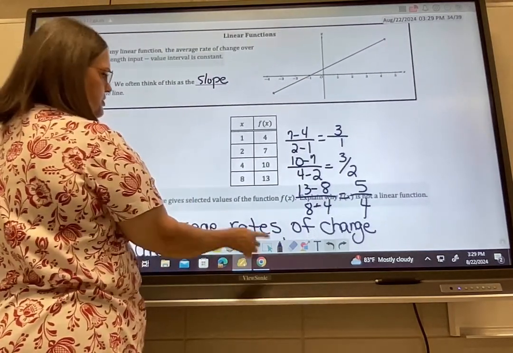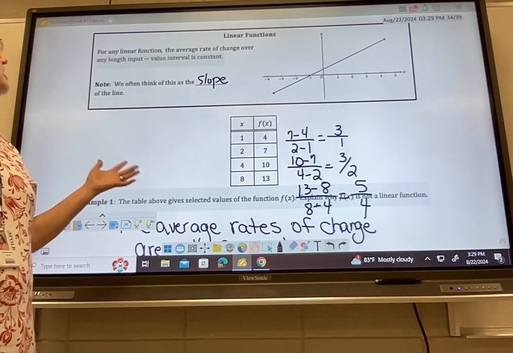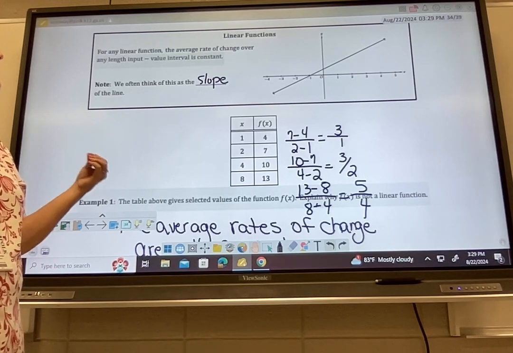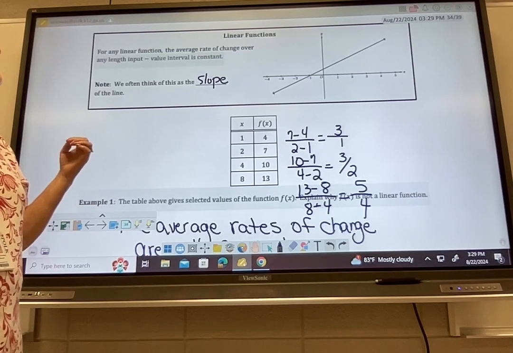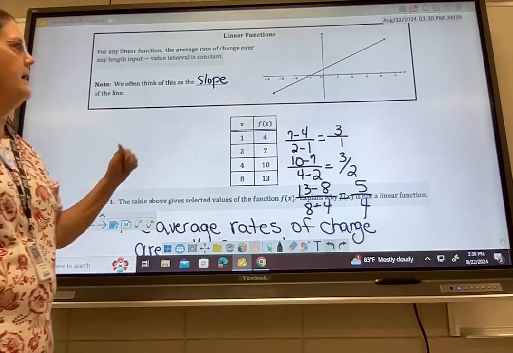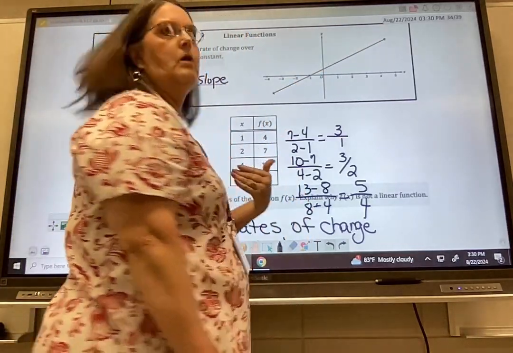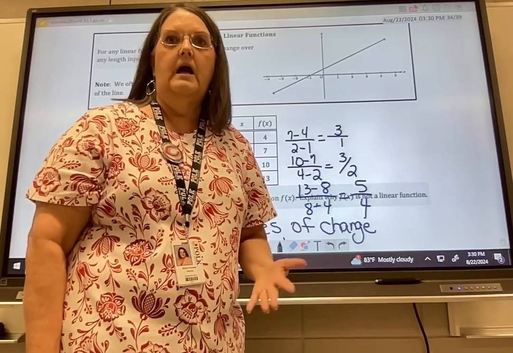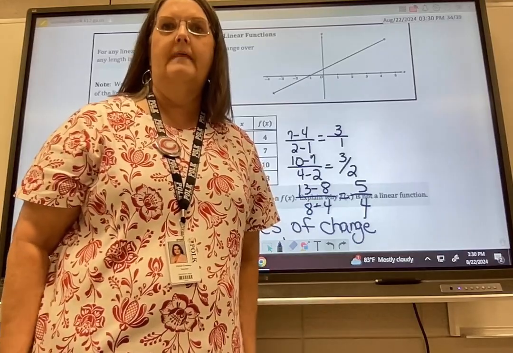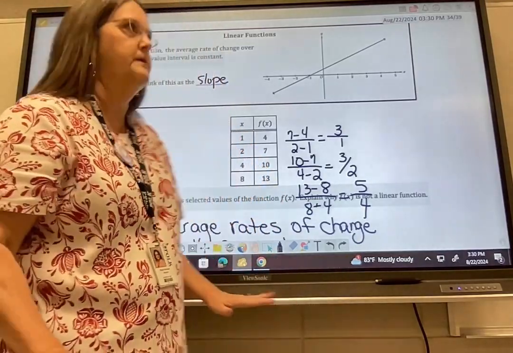A linear function has the average rate of change over any length. For any linear function, the average rate of change over any length input-value interval will be constant. So when we look at a line, the average rate of change will be the same throughout it. We also call that slope with a line. That's the very first one that we ever heard about average rate of change with, and we call that slope. But in pre-cal, we call it all average rate of change, but it's the same thing.